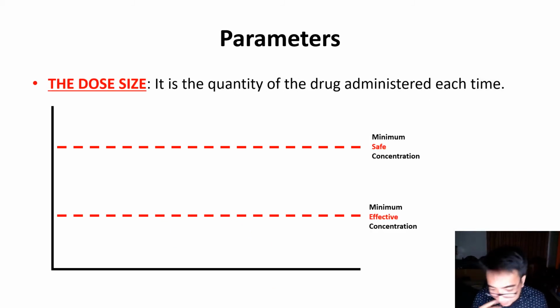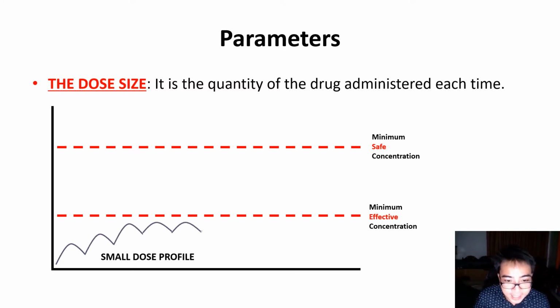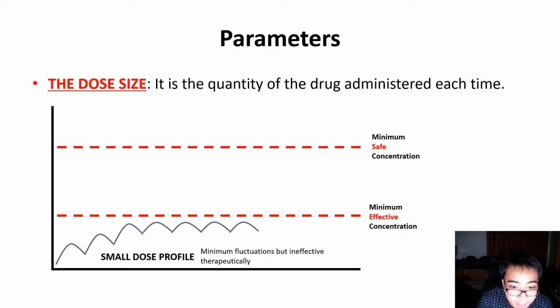So class, again, the parameter involved here is the dose and the frequency. So in terms of dose size, it's the quantity of the drug administered each time. Now, if you give a too small dose, or the dose profile is too small, oftentimes ang nangyayari dyan, it's going to be subtherapeutic. So yes, there will be minimum fluctuations between the peaks and the trough. This is the peak, this is the trough concentrations.